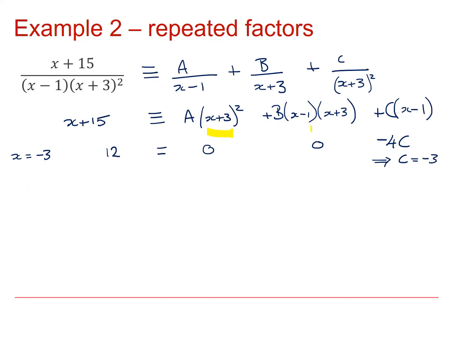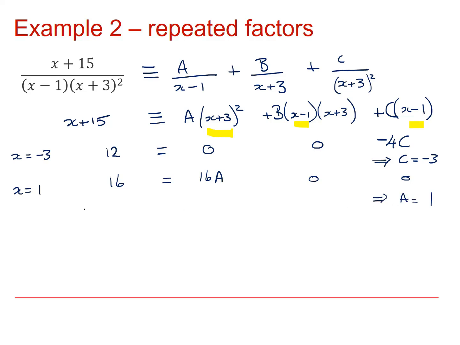Going back and looking at my brackets, it looks like x equals 1 will get rid of those. So let's plug in x equals 1. I'm going to get 16 here. I'm going to get 16a, nothing from here and nothing from here. So that's going to give me that a equals 1.